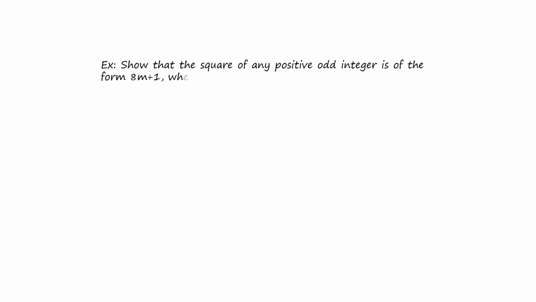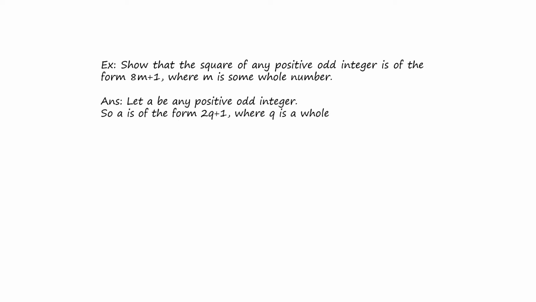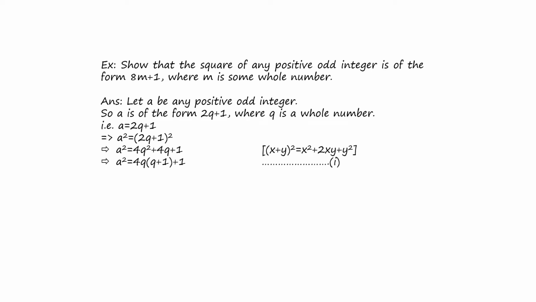Show that the square of any positive odd integer is of the form 8m plus 1, where m is some whole number. Let a be any positive odd integer. So a is of the form 2q plus 1, where q is a whole number. That means a equals 2q plus 1. Now a square equals (2q plus 1) whole square, or 4q square plus 4q plus 1, or we can write it, taking 4q common, as 4q times (q plus 1) plus 1. Let this be the first equation.